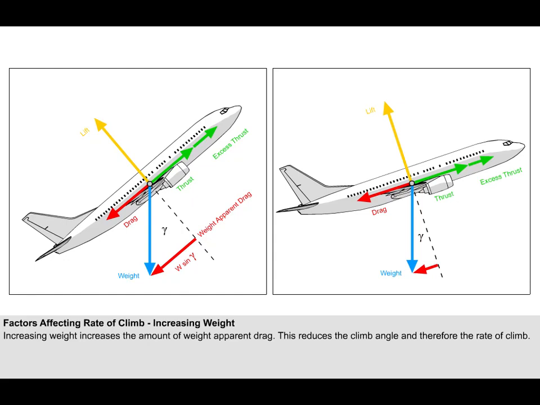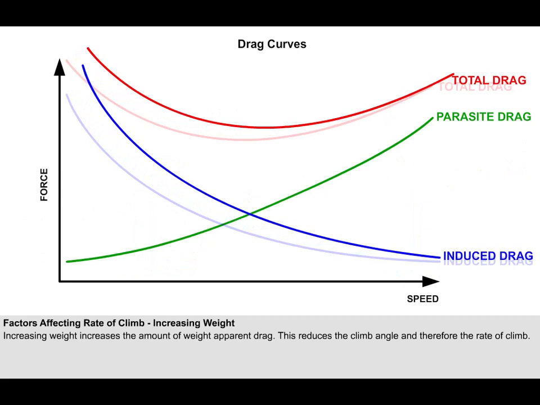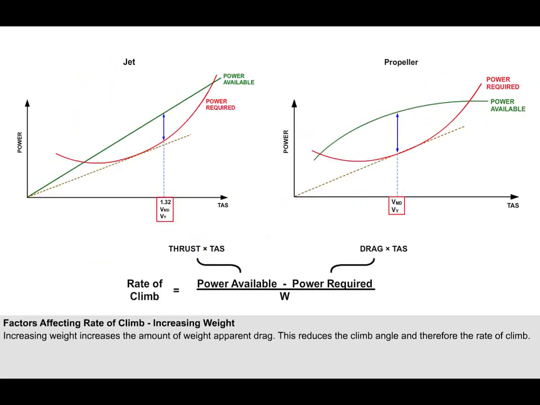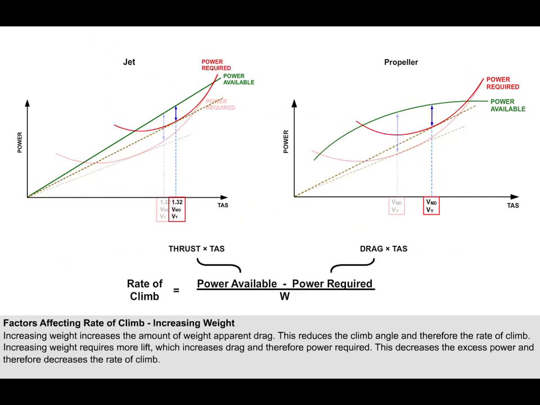Weight has a further effect, though, that we have already talked about. An increase in weight will require an increase in lift. Increasing lift increases induced drag, which causes the drag curve to move up and right. The power required curve, shown in red, is actually based upon drag. Power required is drag multiplied by velocity. So, if the drag curve moves up and right, so will the power required curve.